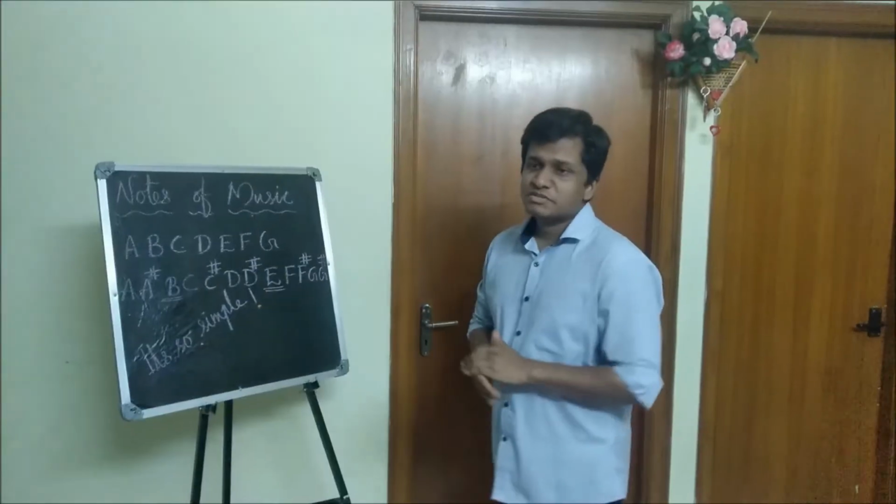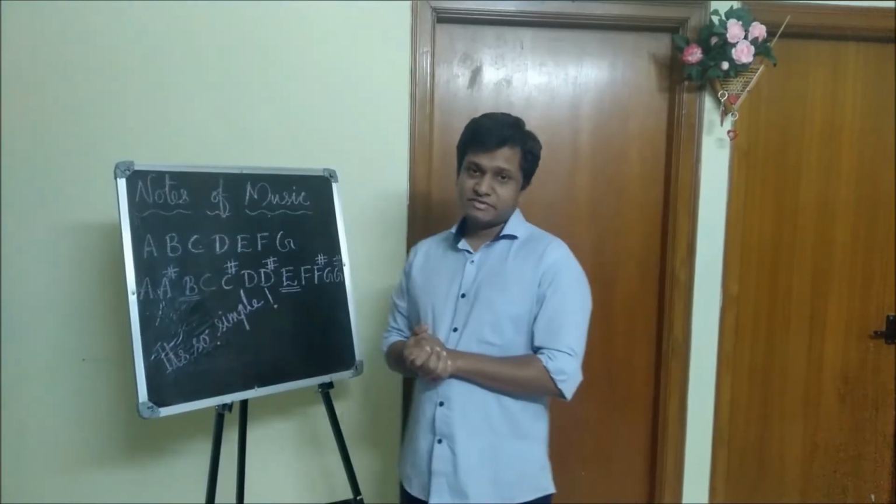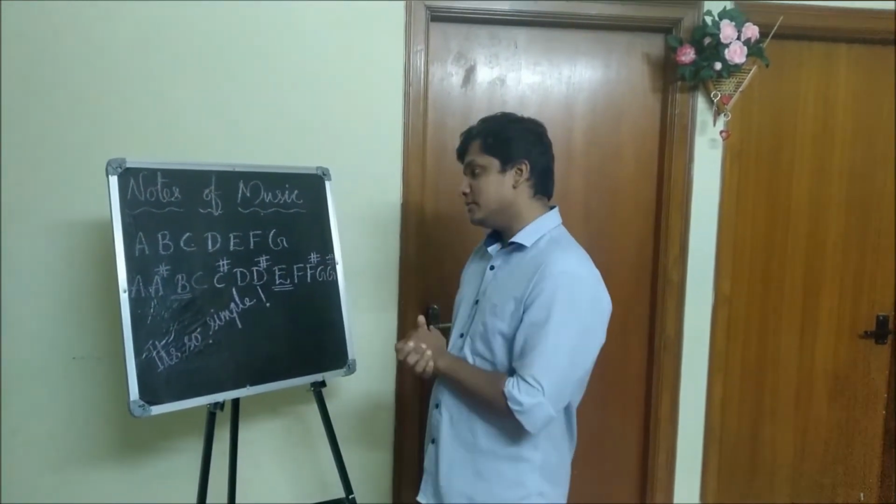So here you can see the symbols. This is the symbol for sharp, this is the symbol for flat. We'll do a small recap of whatever we have studied or learned till now.